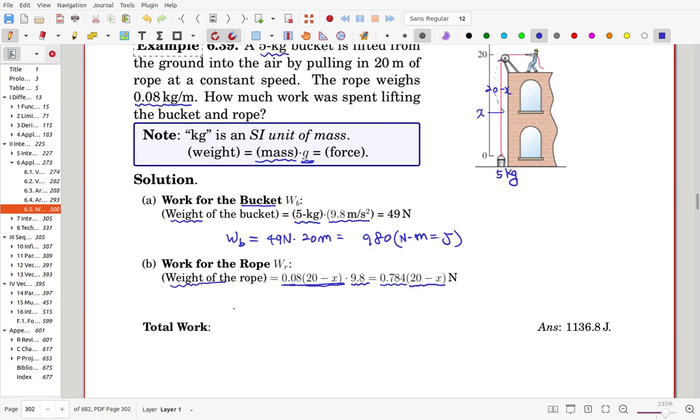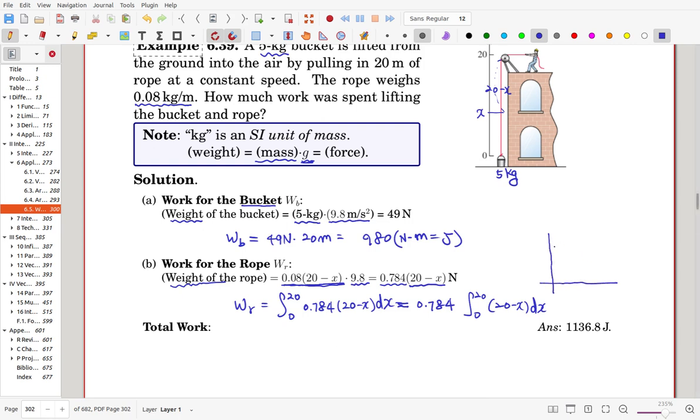So that here, work for rope must be now integration from 0 to 20, and then here 0.784, and here that is 20 minus x and dx. Okay, so we can get this one quite easily. 0.784 is a constant, and now that is from 0 to 20, and x, okay, 20, not x. Okay, that is 20 minus x dx. By using the area, we can get the integral quite easily.